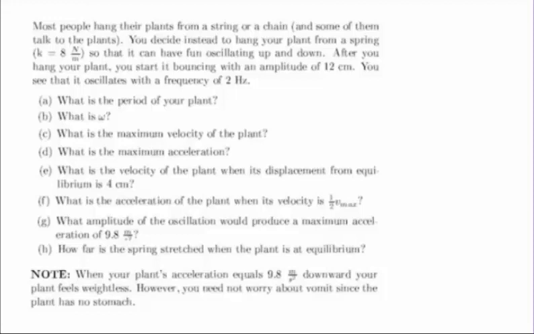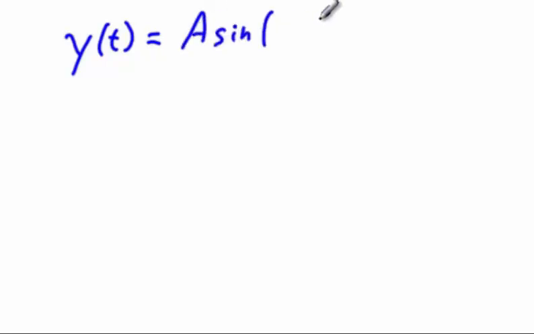Let's briefly go over the equations involved in describing simple harmonic motion as kinematics. An oscillating motion will be described with either a sine or a cosine function as a function of time. Since our plant is going up and down, I will use y, and having done cosine in a previous problem, I think this time I'm going to do sine.